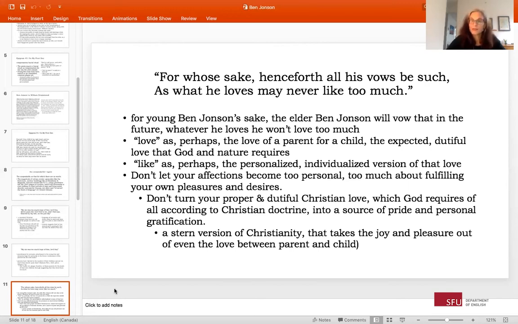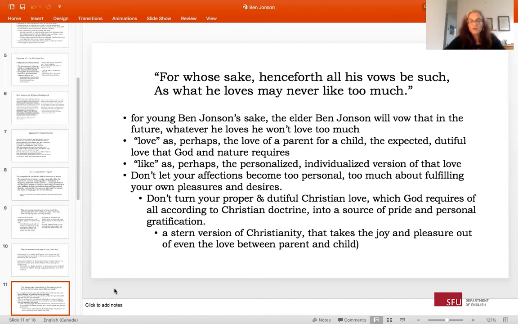Okay, so we'll unpack that in a moment, but just for the sake of clarity, I want to note that the his and the he in these lines is the poet referring to himself in the third person. Okay, so what does he mean by as what he loves will never like too much? I think one way to look at this is to understand love here as the love of a parent for a child, the expected dutiful love that God and nature requires. Whereas like is perhaps the more personalized, individualized version of that love.